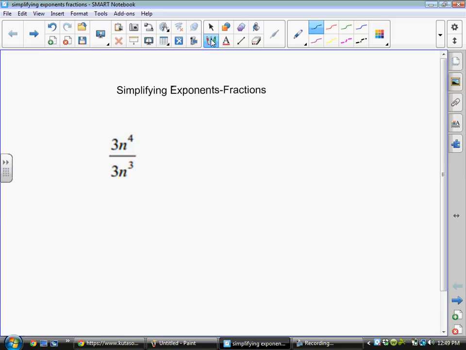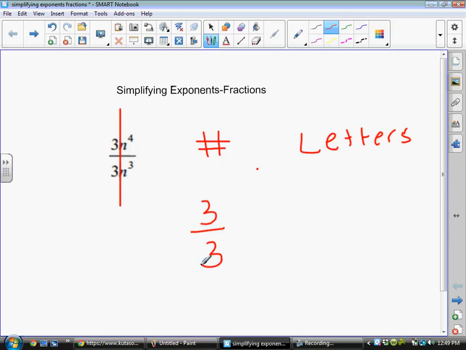Alright, so what I like to suggest is let's break apart each thing. I want to have the numbers in their own problem, and then I want to have the letters in their own problem. And then we'll deal with each of those separately. So I'm going to draw a line straight through here and make two new little fractions. So I have 3 over 3, and then I'm going to say times n to the 4th over n to the 3rd. So we just separated the things a little bit from each other, put some space between them.